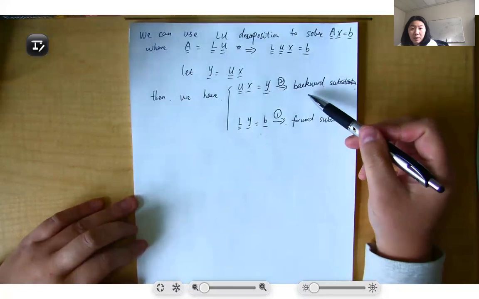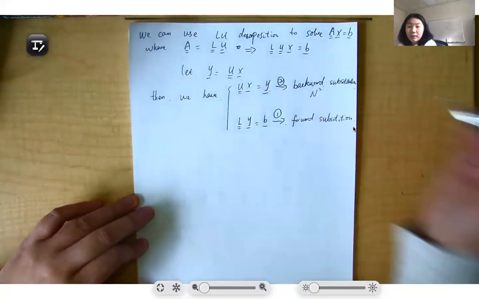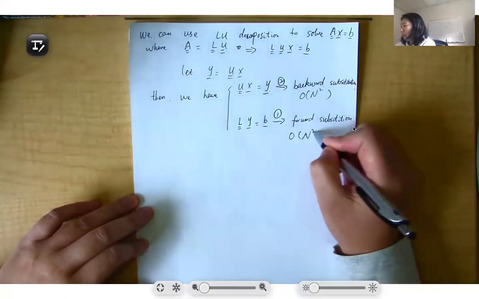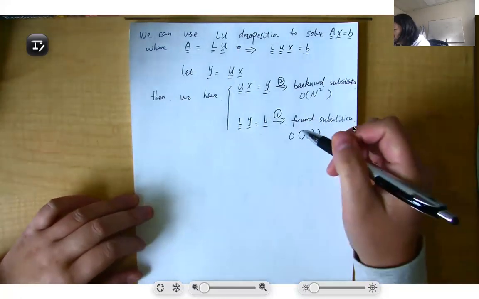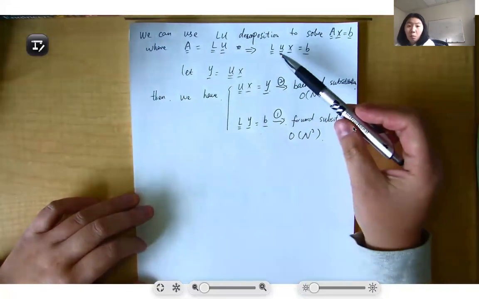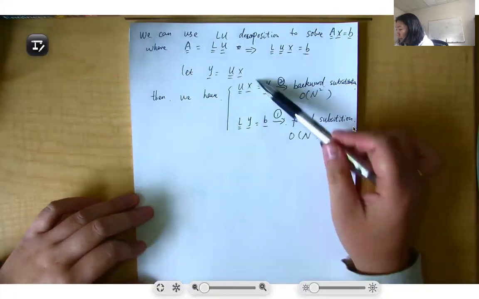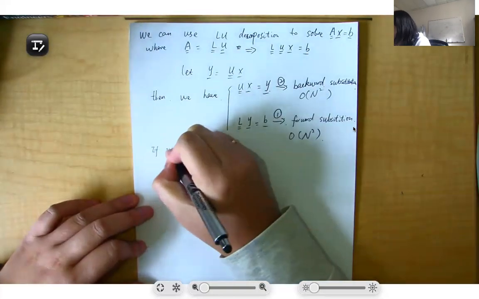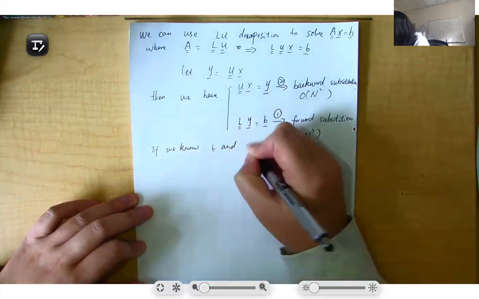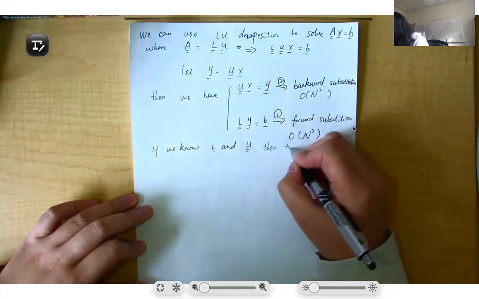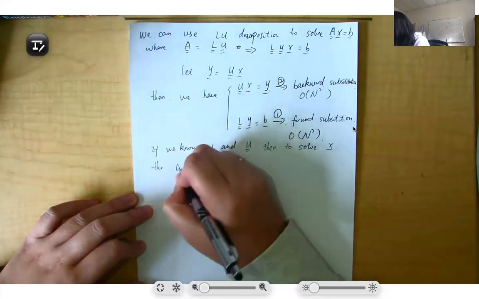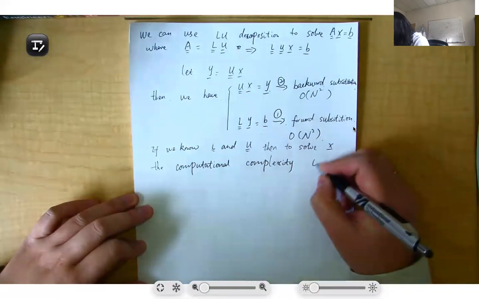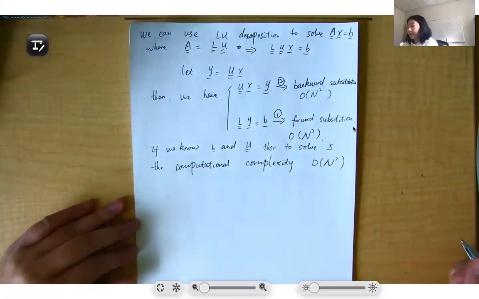We have talked about the computational complexity of backward substitution. That is on the order of n to the second. Similarly, forward substitution has n to the second computational complexity. So for this whole system, if you know L and U, then to solve for x, the computational complexity will be O(n to the second).